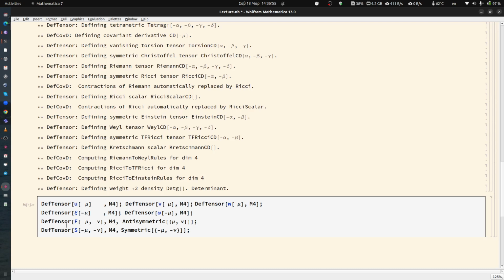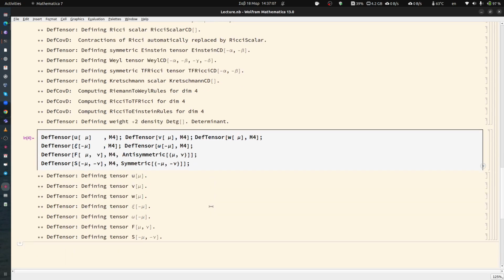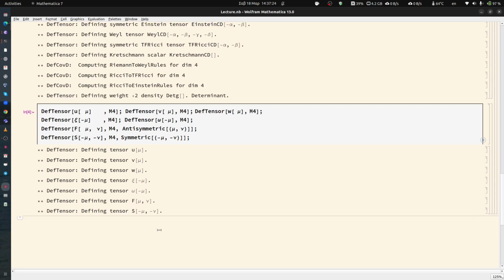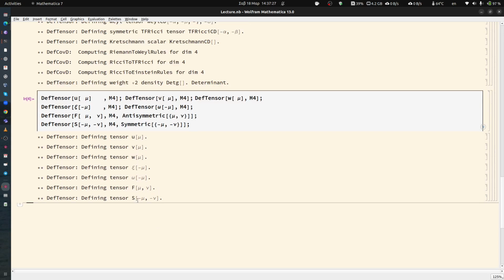And when the tensors have symmetries for some or all of their indices, we can specify them with the functions Antisymmetric and Symmetric. So after this call, all those tensors, the vectors u, v, w, the one-forms xi and omega, and the (2,0) and (0,2) tensors f and s have been defined and can be used in expressions. F is antisymmetric and s is symmetric.